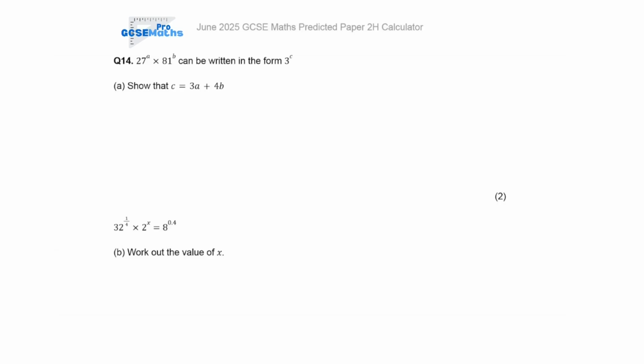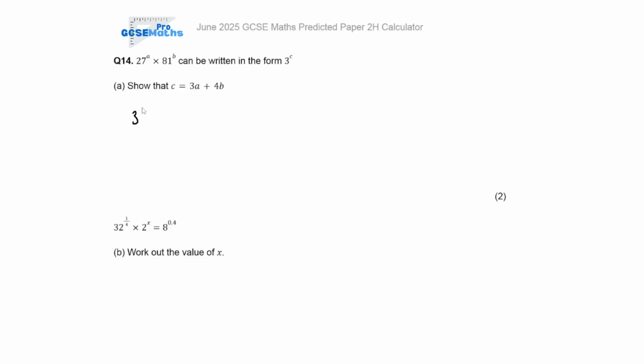Question 14. 27 to the power of a times 81 to the power of b can be written in the form 3 to the power of c. Show that c is equal to 3a plus 4b. So having a look here, do you see how I've got 27, 81 and 3? These are all multiples of 3. Can I change them all to 3 to the power of something?